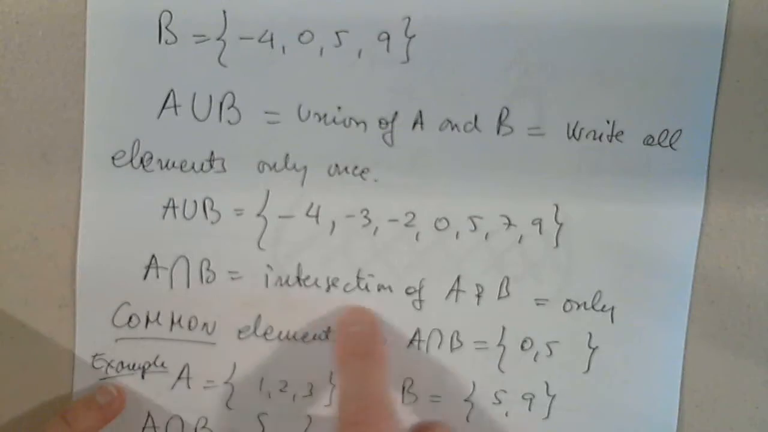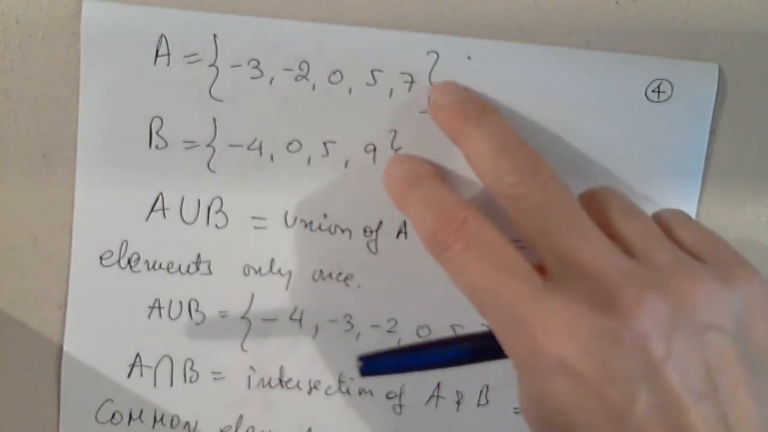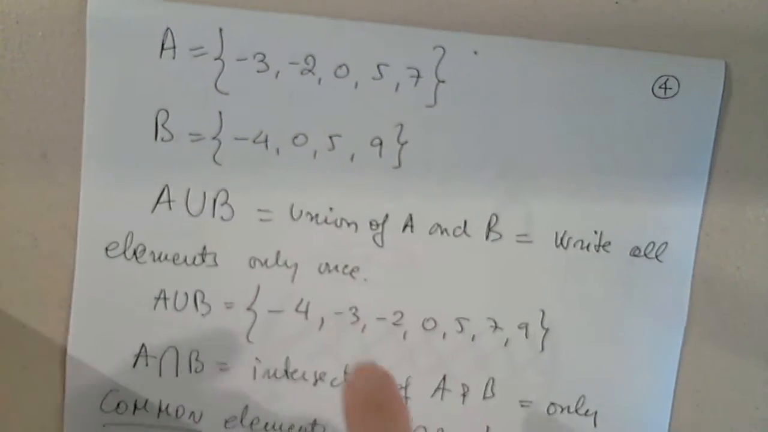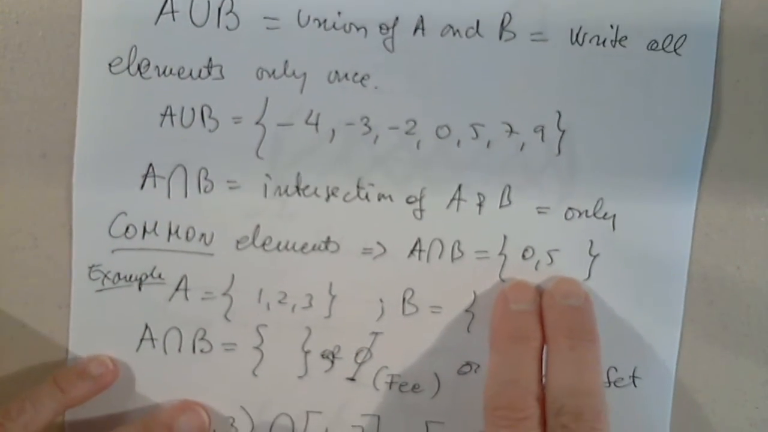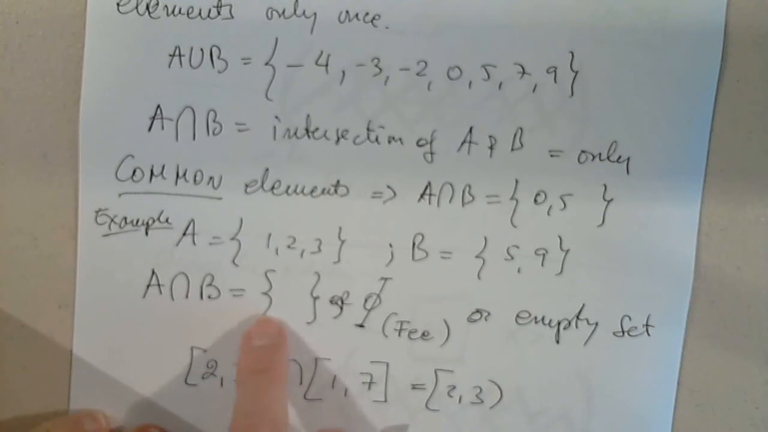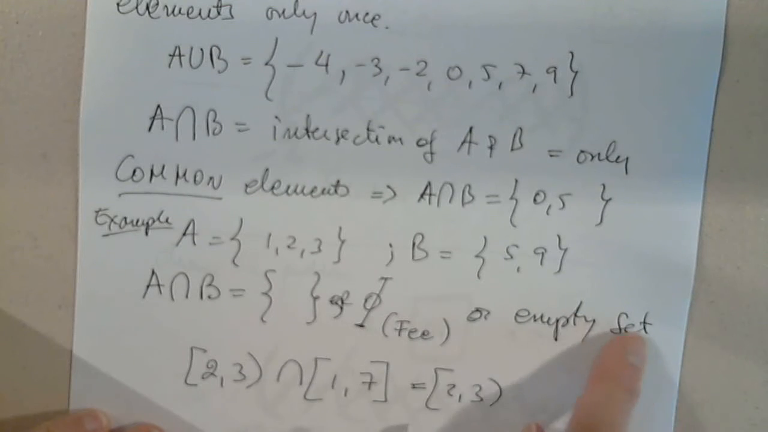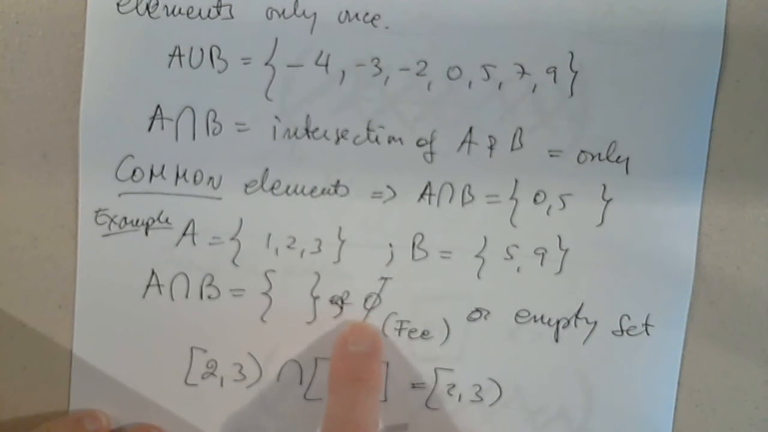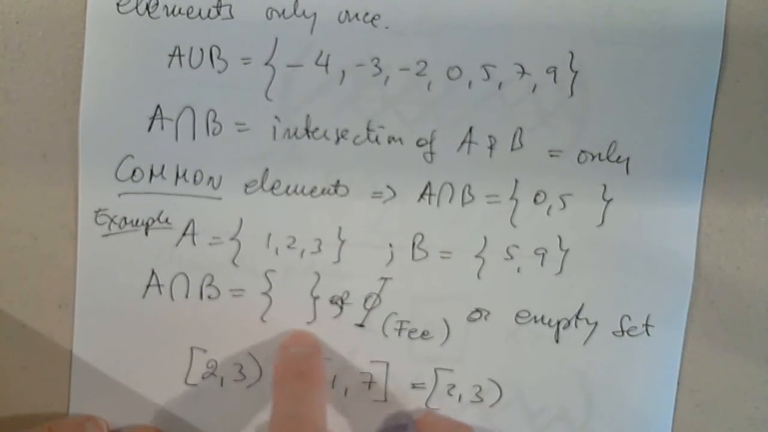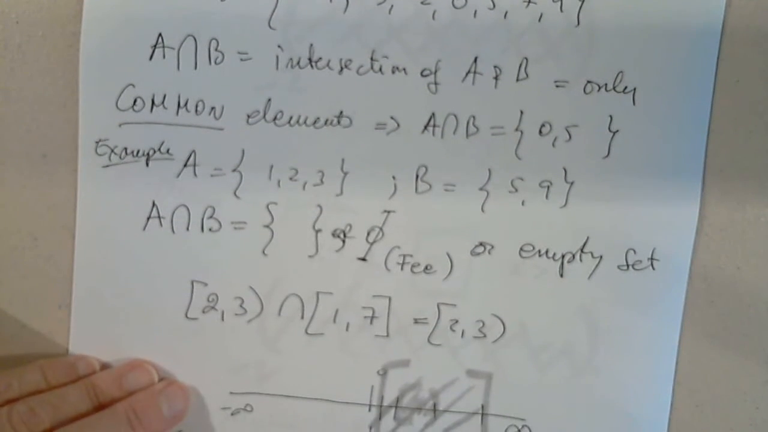The intersection requires only common elements. Well, these two sets have two common elements. They have 0 and 5 in common, and that is the intersection of those two sets. Another example is one in which the intersection of these two is the empty set, or phi. Phi is the Greek letter that represents the empty set, or you can just write the braces with nothing inside, which means no element is common to both.